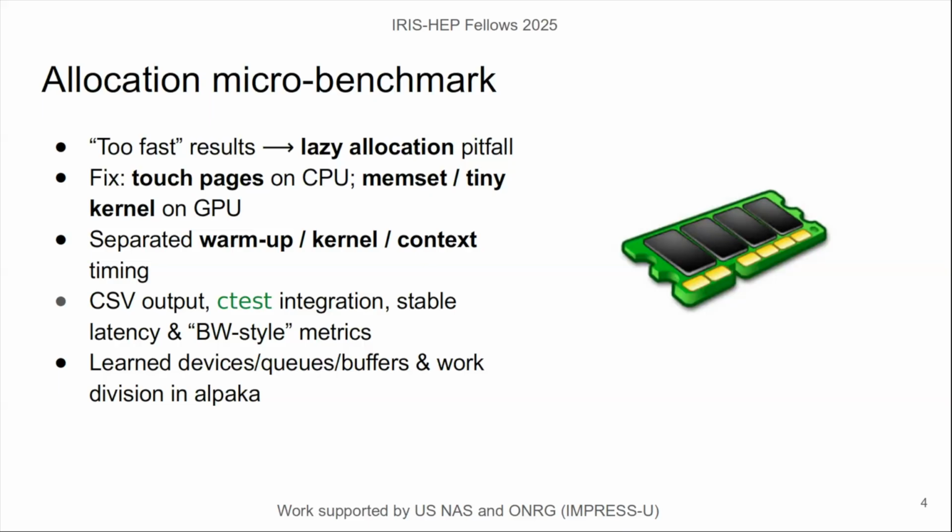Also, I split timing into a short warm-up to eliminate cold start effects, and the kernel section, where we actually benchmark. Then I standardized and wired the target into CTest. Along the way, I learned the essentials of Alpaka: platform, device selection, queues, buffers, and work division, which paid off when moving to the mini-app benchmark. Next, I'll show how these ideas map to the mini app.